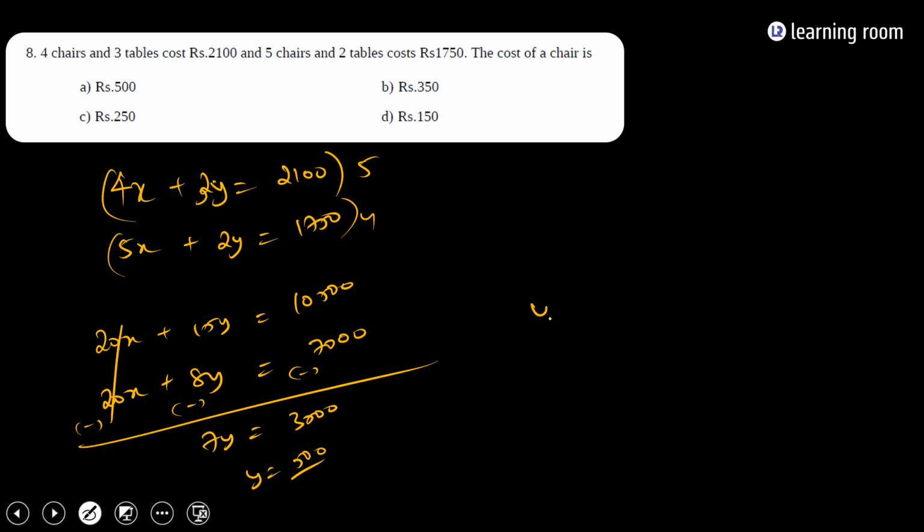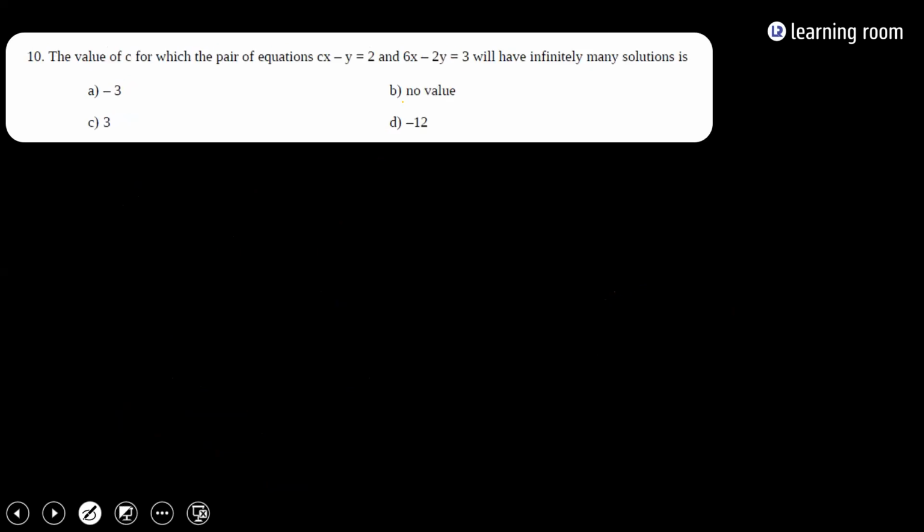I take it back and put it in the equation. So 5x plus 1,500 is equal to 1,750, so x is equal to 150. 600 by 4, it is 150. So what did they ask? Cost of chair. 150. I didn't see it actually. Cost of chair means I would have directly calculated it. I would have multiplied the above and below with 2 and 3. That's what I did, sir. Okay.